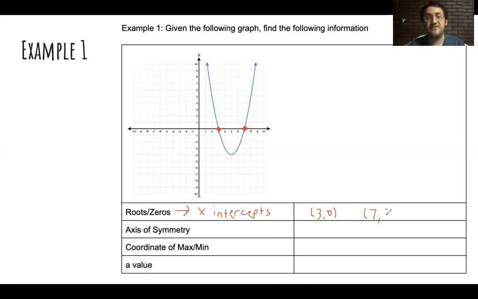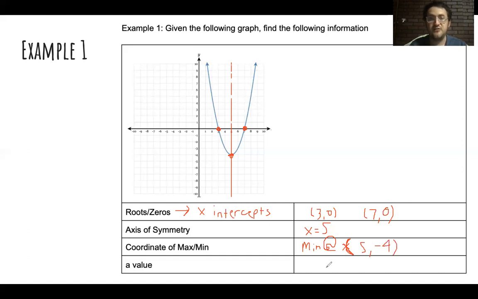Obviously, if I didn't give you the graph, you would just factor the equation and set it equal to 0. The axis of symmetry is given by the x coordinate of your vertex, so I just draw that vertical line. In this case, it is x equals 5. And the maximum or minimum, in this case, is a minimum, and we'll put the coordinate here: that's going to be (5, -4).